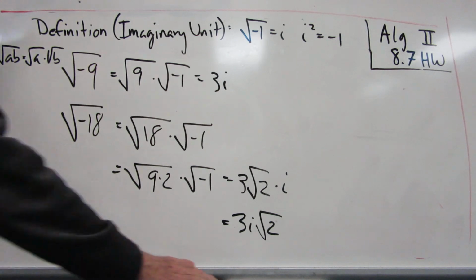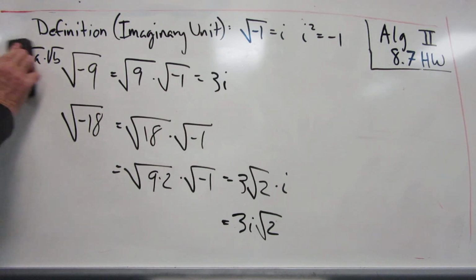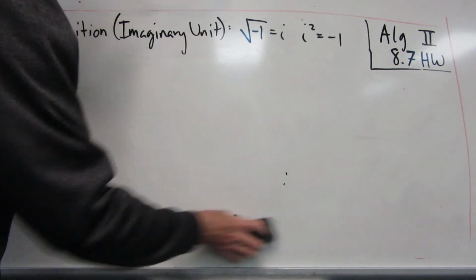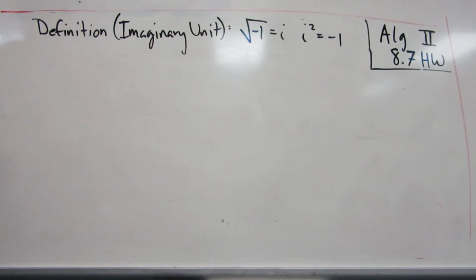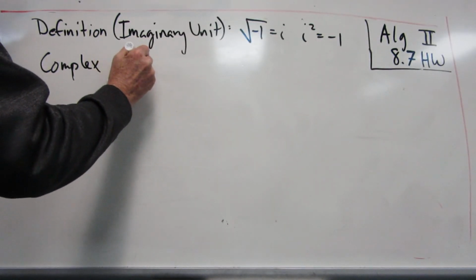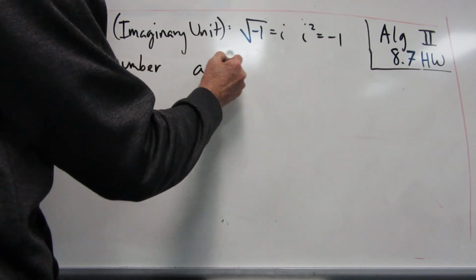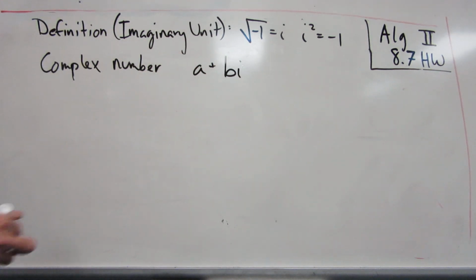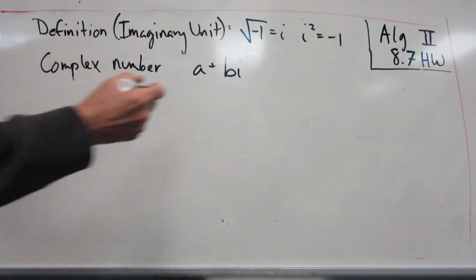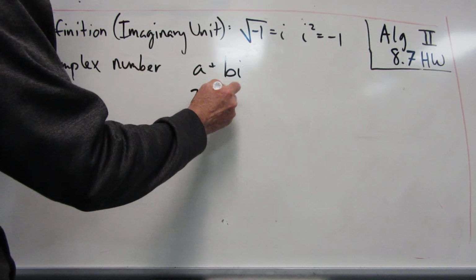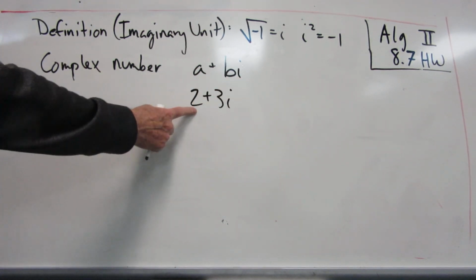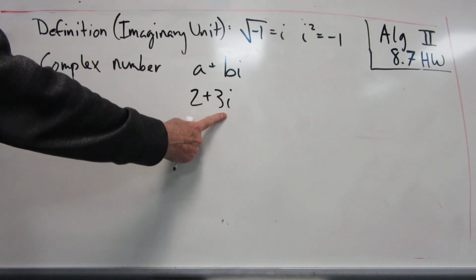Okay? Let's look at another definition. Let's look at the definition of a complex number. So, a complex number is any number that can be described in this way. It has a real number component and it has an imaginary number component. Let's take a look at an example. I could have 2 plus 3i. Okay, that's a complex number. This is a real number, and here's an imaginary number.